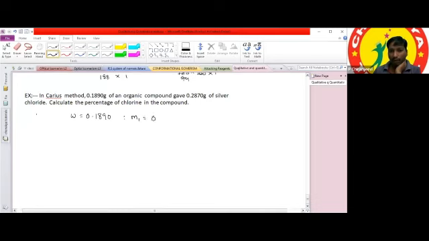M1 is equal to 0.2870. And what is the formula we are using to calculate the percentage of chlorine? Percentage of chlorine is equal to 35.5 into M1, 0.2870, into 100, divided by the mass of AgCl, 143.5, into 0.1890. Is that clear?